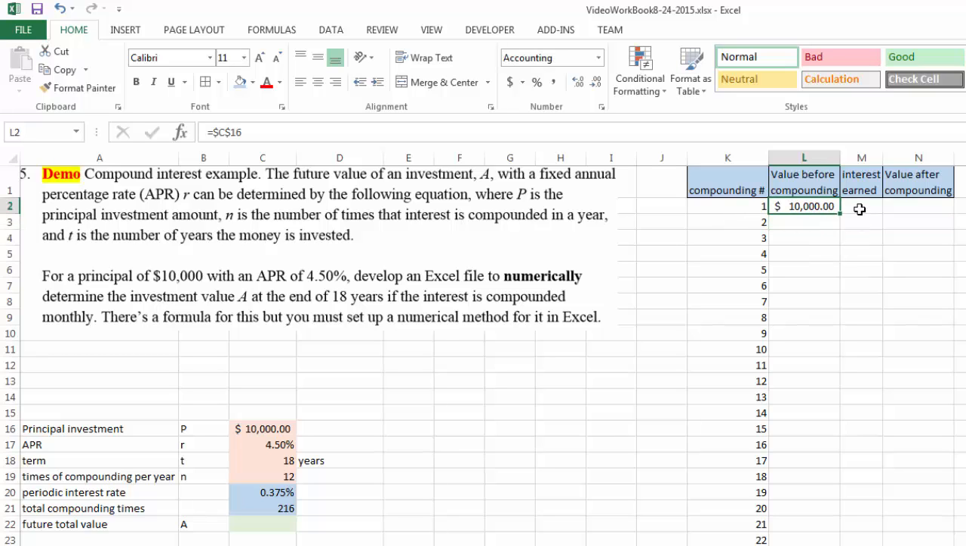Now, on this money, the interest that we're going to earn during 1 month, again, not 1 year, but 1 month, because our money is compounded every month. This is going to be this right here multiplied by this interest rate right here. Again, we want this right here to be a fixed address.